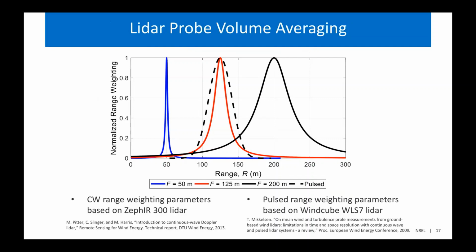And then just to wrap up volume averaging, this plot is showing range weighting functions for a CW LiDAR for 3 different focus distances, and the range weighting function for a pulsed LiDAR, shown as the dashed curve. And the pulsed LiDAR range weighting function does not depend on the measurement distance. It's pretty much the same at every distance you're measuring. So for shorter measurement distances like 50 meters, a CW LiDAR will have a smaller probe volume. And then for longer distances, greater than 150 meters, a pulsed LiDAR will have smaller volume averaging. But somewhere between 100 and 150 meters, CW and pulsed LiDARs tend to have about the same amount of volume averaging.